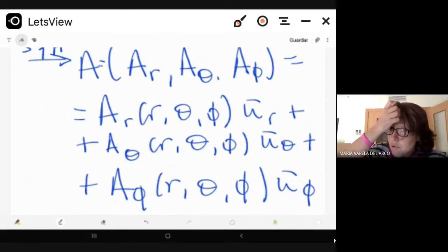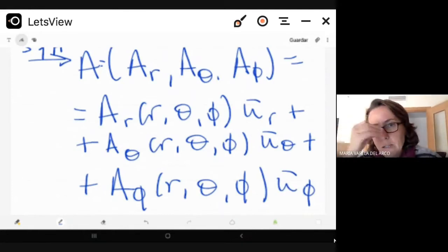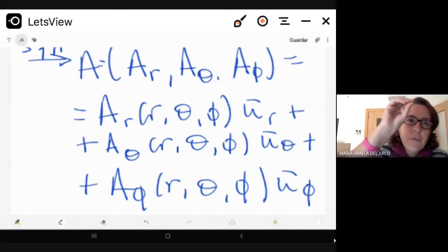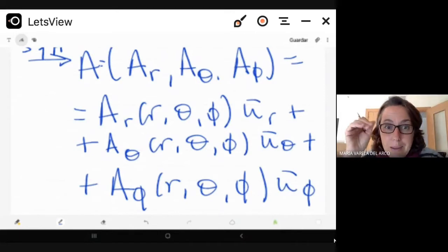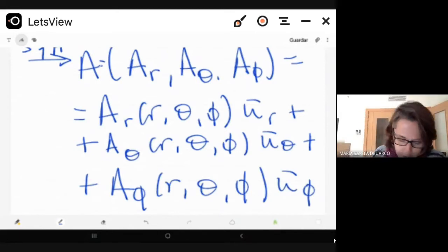So those are all going to be different, and we have to learn how to go from one system to another. And it's very, very important for you guys to take into account that it's not just that we need to transform the variables and go from x into r or into theta or into phi, but we will also have to change the unit vectors.